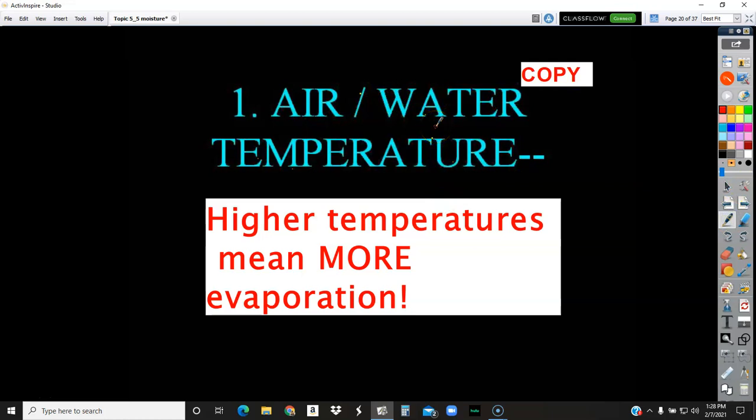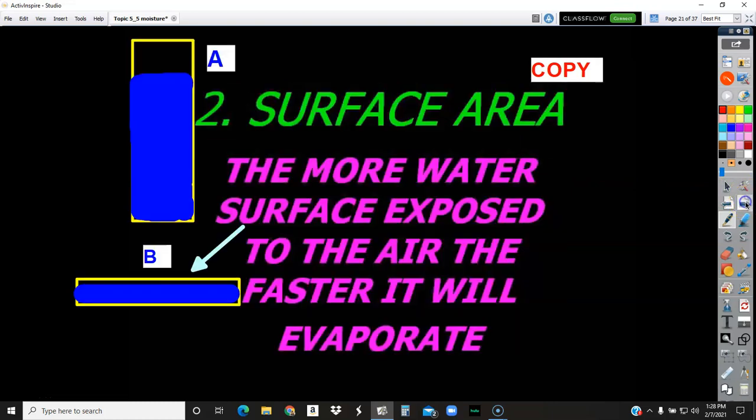Think about summer. In the summer when it's hot and the sun's higher, you tend to dry out. A lot of your lakes and rivers and creeks tend to run lower, like their surface water level drops, because higher temperatures mean more evaporation. So when you have hotter temperatures, that's going to evaporate more water. That's kind of common sense, I hope.